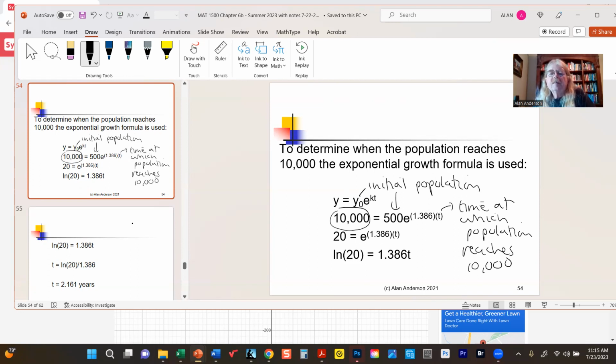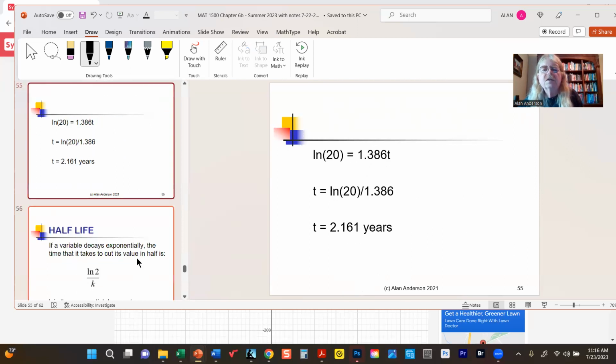So algebraically, first divide out both sides by the 500. You've got 20 equals e to the 1.386t. Take the natural log of both sides. You've got log 20 is 1.386t. Obviously, then we're going to divide by 1.386. And that ends up being about, as you can see in the next slide, 2.16 years.